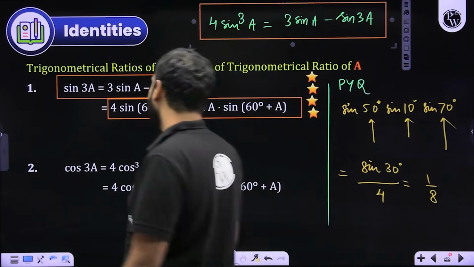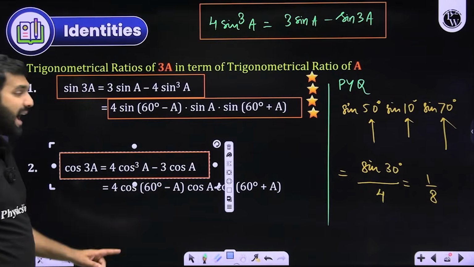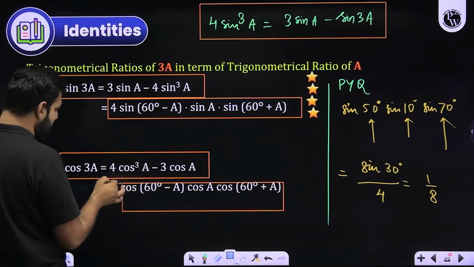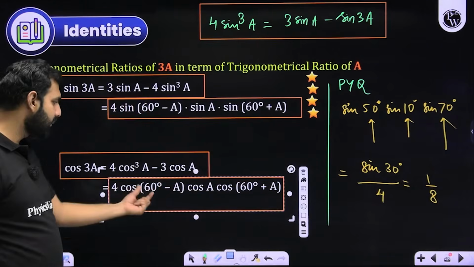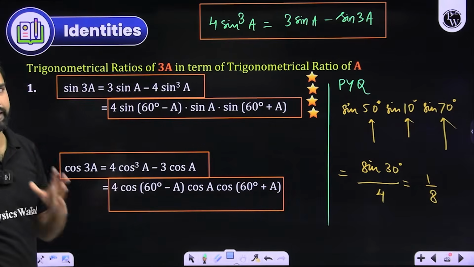Similarly here as well, cos 3a can be written as 4 cos cube a minus 3 cos a, and the same 60 degree formula holds true here as well, that cos 3a can be written as 4 cos 60 minus a cos a cos 60 plus a. Please remember that.